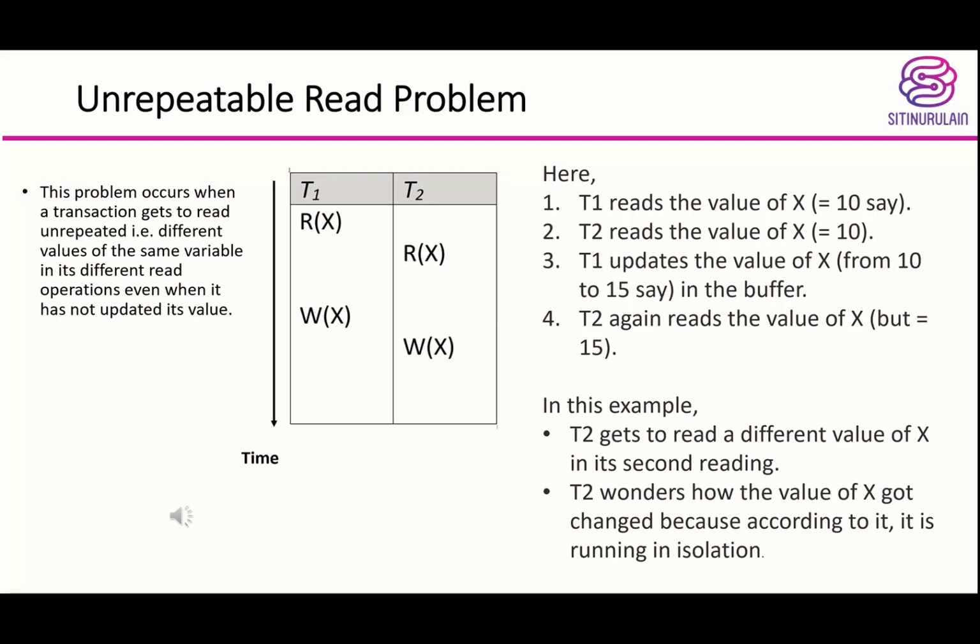The diagram shows an example of the unrepeatable read problem situation. Here, T1 reads the value of x, equals 10 say. T2 reads the value of x, equals 10. T1 updates the value of x from 10 to 15 say, in the buffer. T2 again reads the value of x, but it equals 15. In this example, T2 gets to read a different value of x in its second reading. T2 wonders how the value of x got changed because according to it, it is running in isolation.